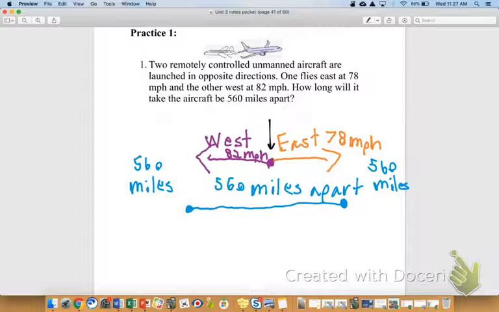I'm going to add just one little thing to both of them. I'm going to call this purple distance, the distance of the plane that went west. And the orange one I'm going to call distance of the eastern plane. Because on my little map here, I only want distances. The fact that he labeled some rates up there is potentially useful. We'll use those in a little bit. But I want to have all distances.